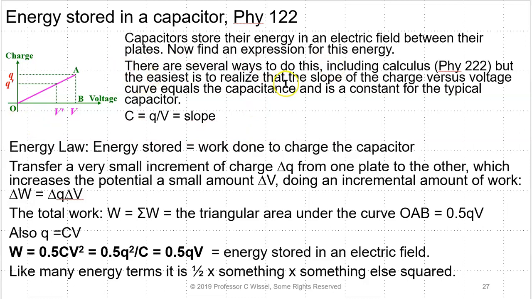But the easiest is to realize that the slope of the charge versus voltage curve equals the capacitance and is a constant for a typical capacitor. So C equals Q over V. Remember, slope is rise over run. So if you look at this chart, the slope of this is C.